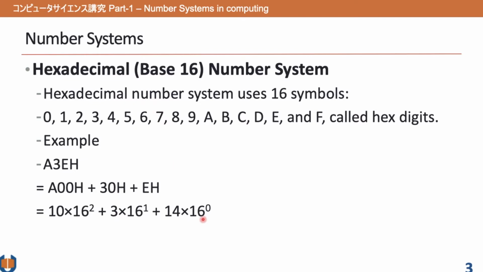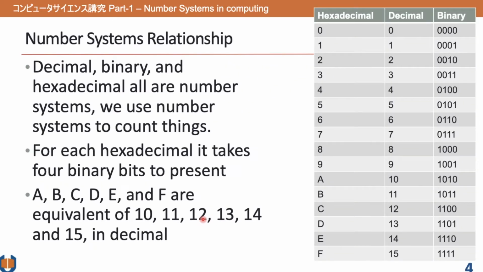And any other number system, you can create your own number system with one weight and one number of symbols. All right? So these are the relationships among hexadecimal, decimal, and binary. The first thing to keep in mind is that all have the same objective, to count something. Numbers are used to count something, right?